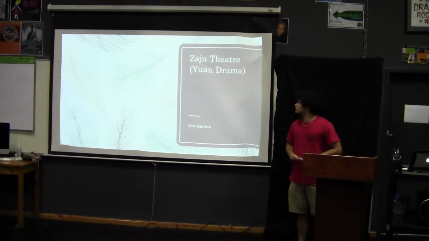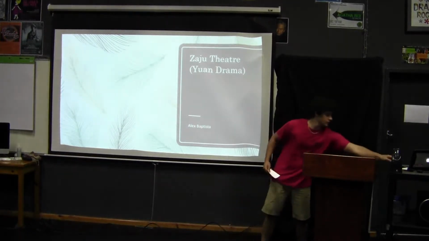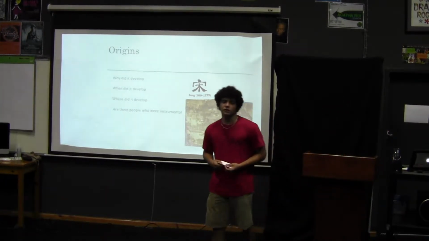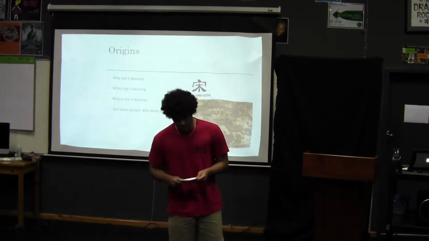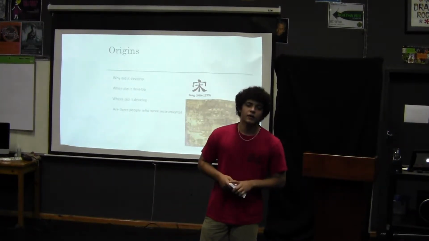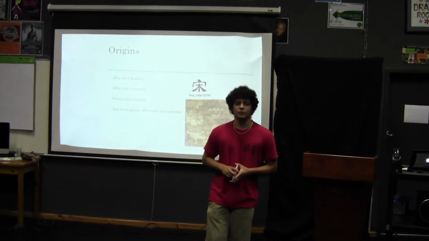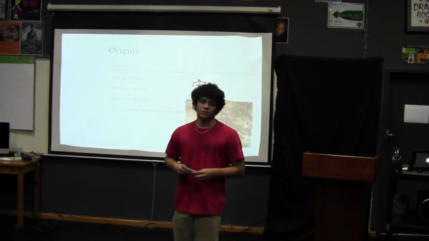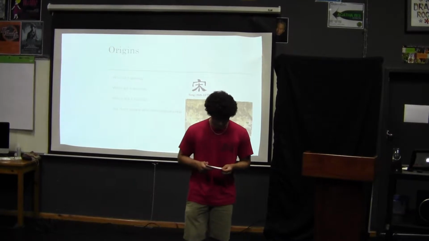So this is my presentation, Zaju theater, also known as Yuan drama. Now, in order to explain Zaju theater, you need to know the origins and the context. So, we need to discuss why it developed. Zaju theater developed in a time of great peace for China. It was a time of prosperity, a time in which people were allowed to do whatever they pleased. The government didn't really intervene as much with daily life.